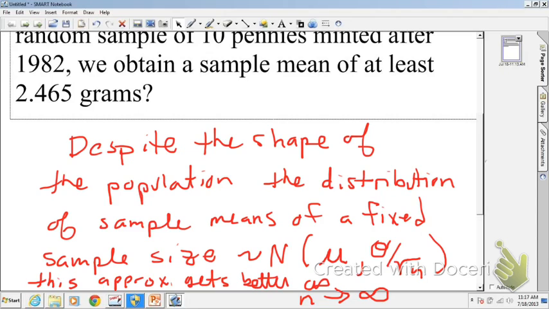So I'll just help you jog your memory about the central limit theorem. It says, despite the shape of the population, the distribution of sample means of a fixed sample size will always be approximately normal, with a mean of the sampling distribution equal to that of the population mean, and the standard deviation of the sampling distribution equal to sigma over root n. And this approximation gets better as n gets larger and larger. So here we have a small sample size. Let's take a look.